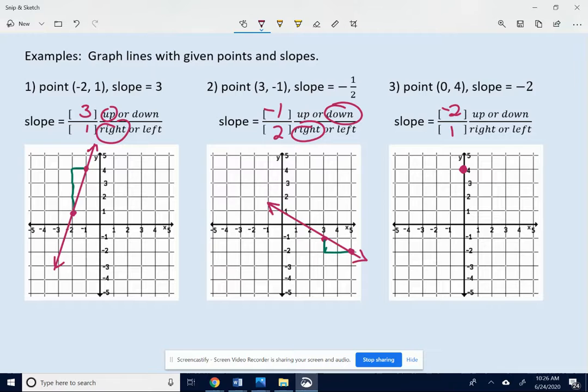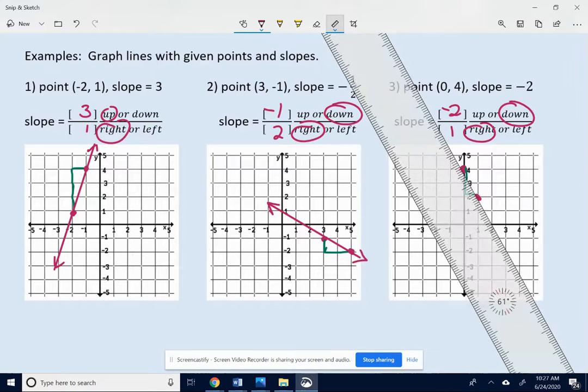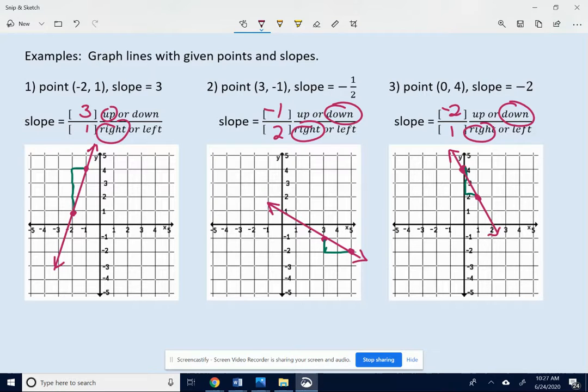A negative 2 for the rise is down. A positive 1 for the run would be right. So from 0, 4, we're going to travel down 2, right 1, and we end up right there. Draw a straight line as best you can, even if it's freehand, and arrows to show that it goes on forever both directions.